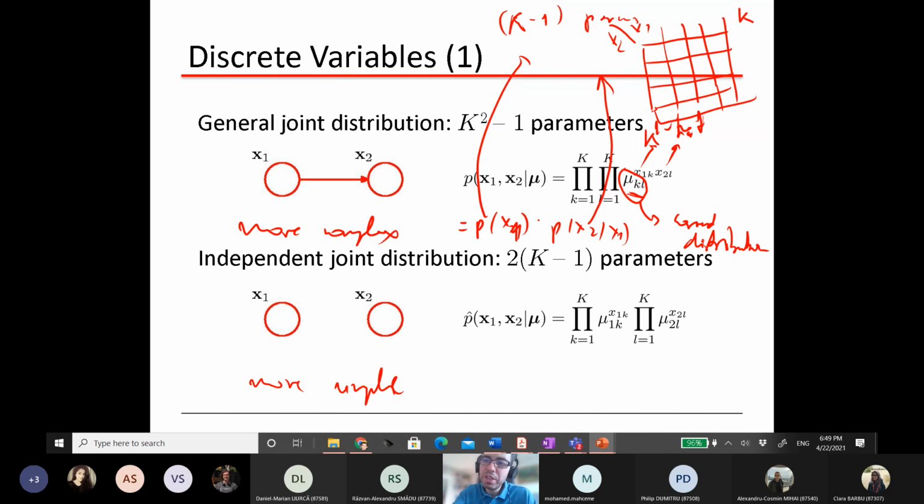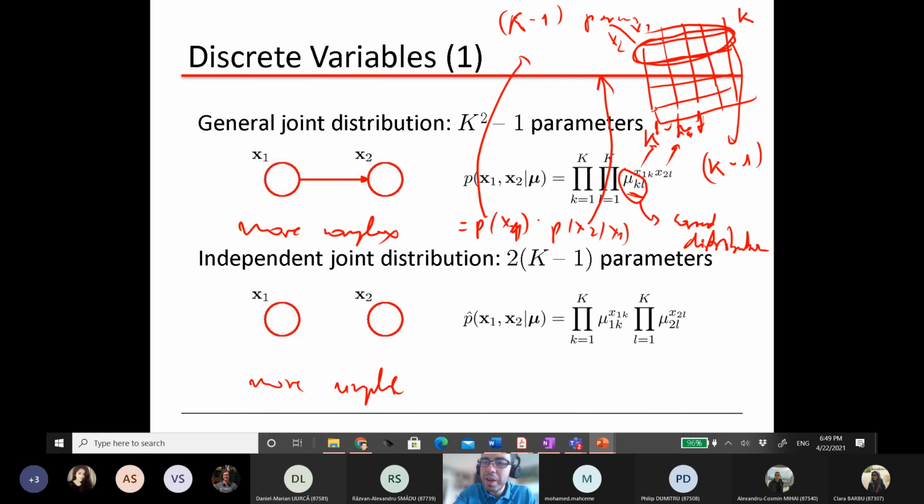So to express x2 given x1, here we have x2 equal to first state, x2 equal to second state, x1 equal to first state, and so on up to the k state, which is the last one. Each row over here should be a discrete distribution. Therefore, each row requires k minus 1 values to be a correct distribution. The last value is 1 minus all the other ones.